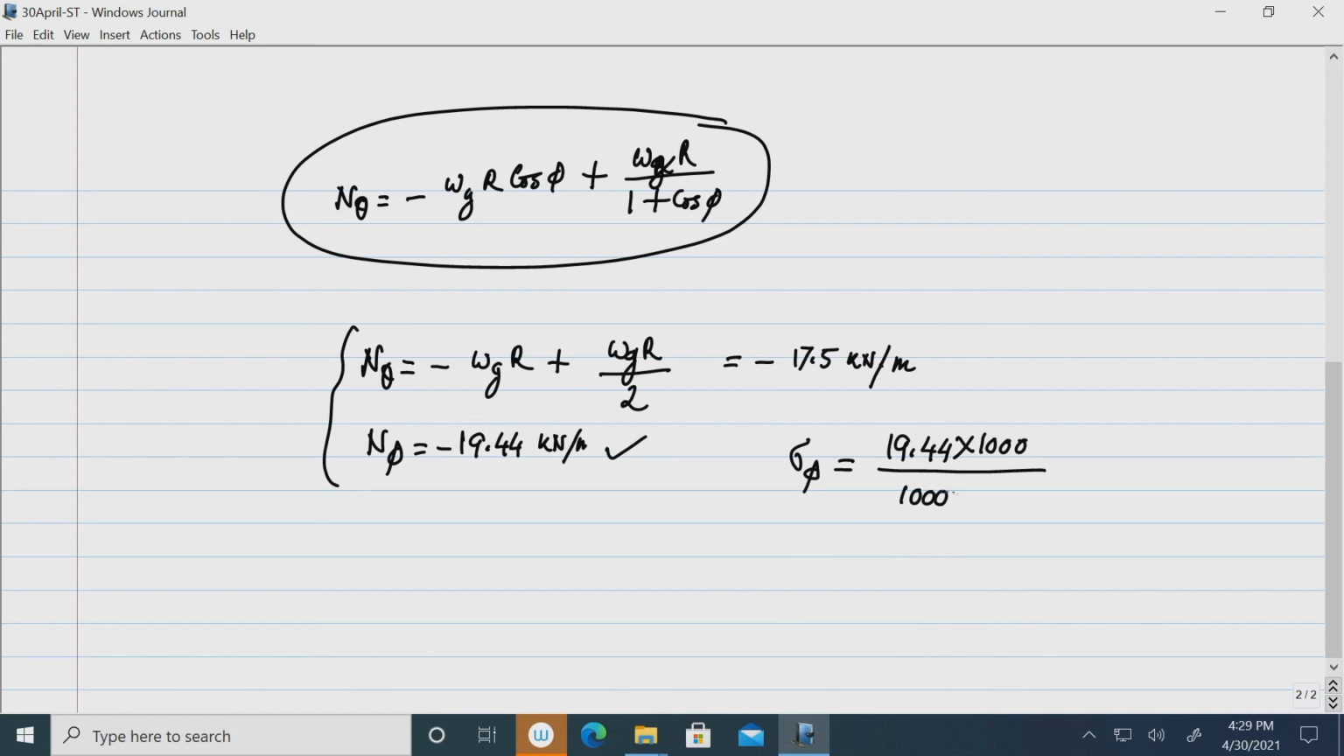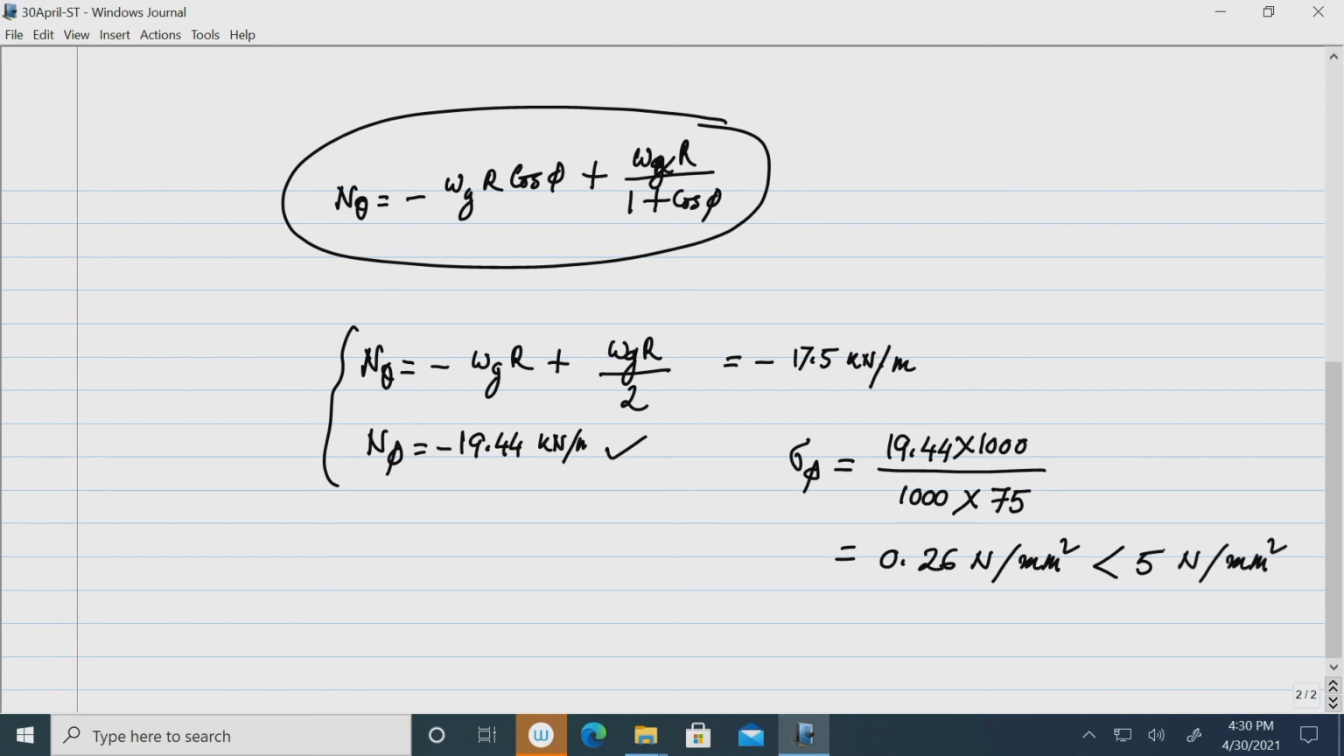So, 1000, and thickness of the shell is 75. So, now we get sigma phi equal to minus 0.26 Newton per mm square, and this is less than the permissible stress of concrete of grade 20 that we used in this design calculation. So, therefore, the shell is safe. Maximum compressive stress developed is 0.26 and permissible stress is 5.